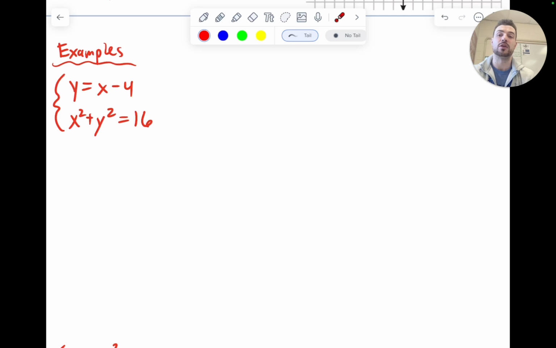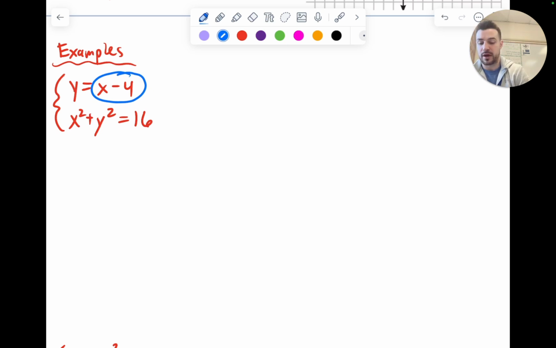Now, we are not going to do the graphing. Instead, we are going to do substitution here. What I'm going to do is take what I know one of my variables is equal to and substitute it into my other equation. The top equation already has my y value isolated.